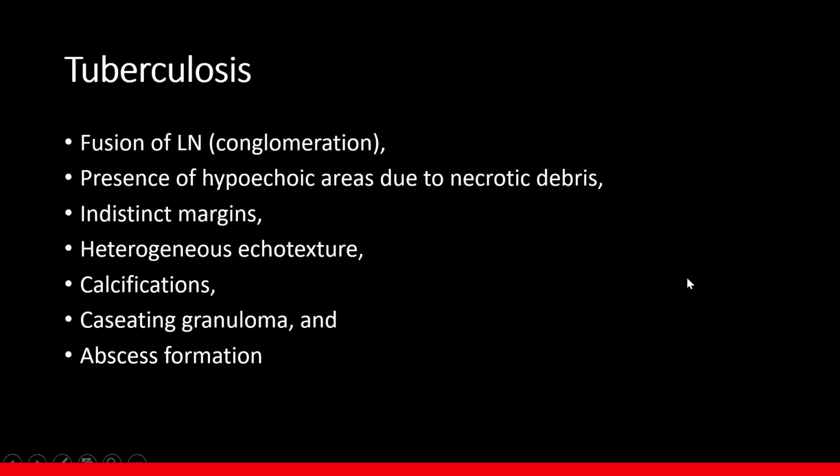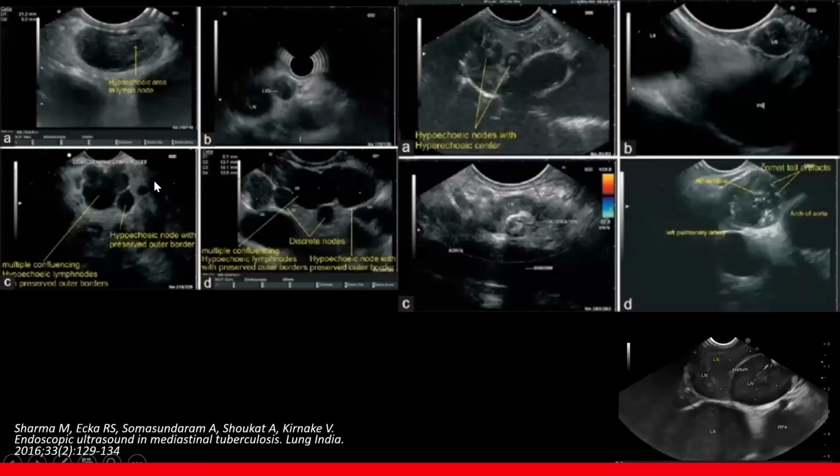Now coming to tuberculosis, we see tuberculosis regularly in countries like India, particularly with the Asian population. So what are the features of a tuberculosis lymph node? Fusion of lymph nodes, presence of hypoechoic areas due to necrosis, indistinct margin, heterogeneous echotexture, calcification, caseation, and abscess formation. These are different EUS images of lymph nodes with different features of tuberculosis: round lymph node, heterogeneous, central necrosis area, sometimes air pockets, abscess formation, loss of septation, conglomeration, as you can see here.